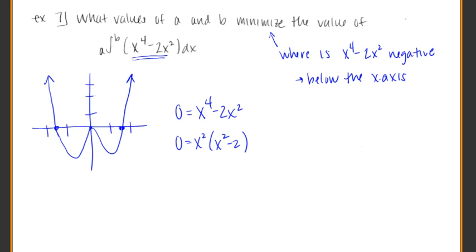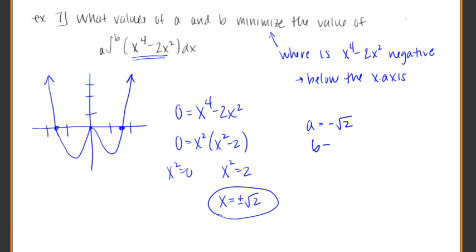Setting each of those equal to 0, we get x squared equals 0, or x equals 0, and then x squared equals 2, or x equals plus or minus the square root of 2. So right there, those are the x-intercepts. If a, your lower bound, is the negative square root of 2, and b is the positive square root of 2, then that pairing is going to give you the minimal value of that integral.